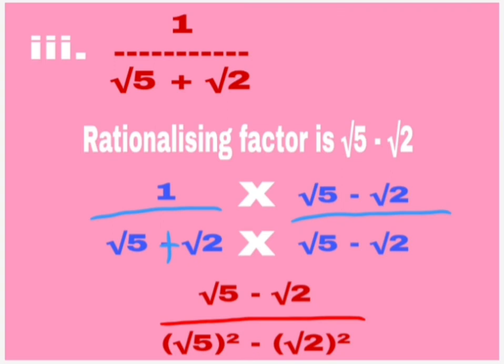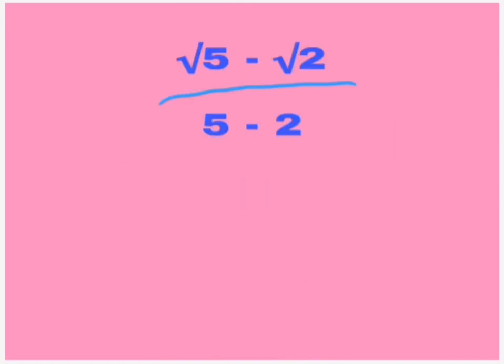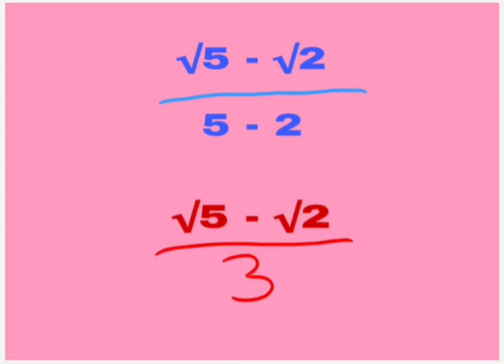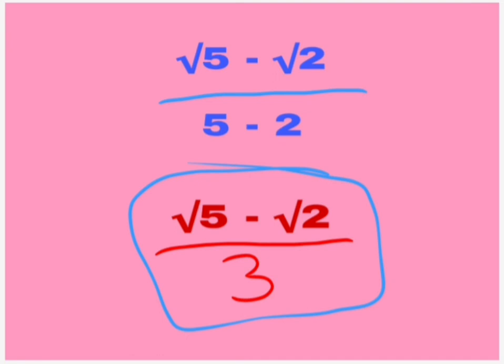When we do the simplification, here root and square get cancelled in both the terms of the denominator. It will be 5 minus 2 itself, isn't it? So root 5 minus root 2 will remain as it is and 5 minus 2 will become 3. This is the solution for our third sub-question. Let's move on to the fourth sub-question.